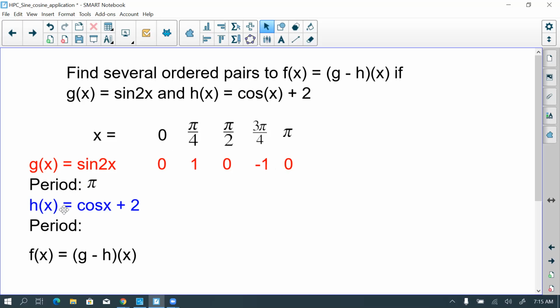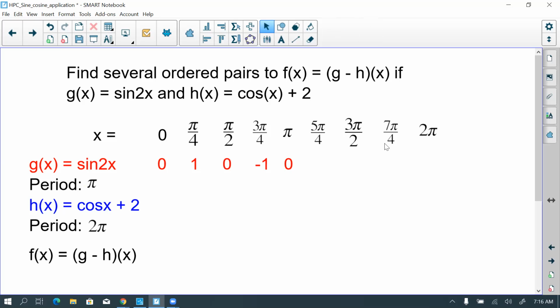And then move on to h. H is the cosine of x plus 2. Now that has a period of 2 pi. So now I need to go back and kind of adjust my input values. I don't want to go from just 0 to pi. That would only be half of a cycle. I want to go all the way to 2 pi.